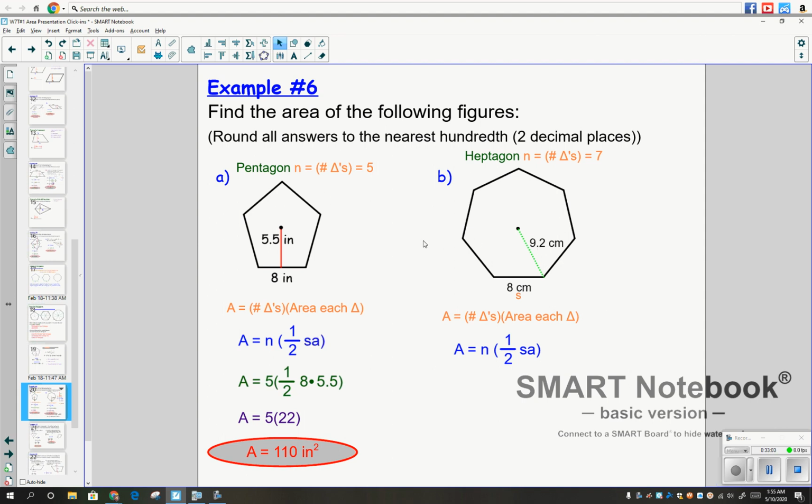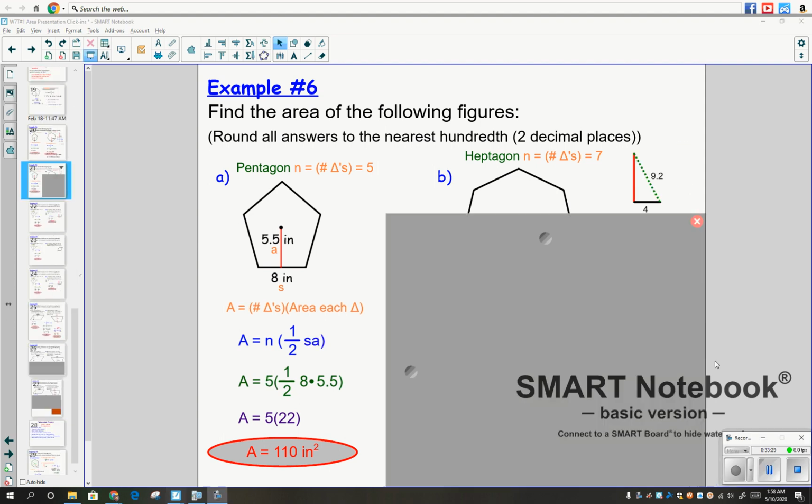No. The apothem does have to be the height of the triangle. Notice if I divide this into a triangle, is 9.2 actually the height of the triangle? No. The apothem is going to be right here. It has to be perpendicular to the side. It has to go through the midpoint. So I'm going to have to find this. Well, how am I going to do that? Well, I've got to use the Pythagorean theorem. So I've got to find the apothem. How am I going to do that?